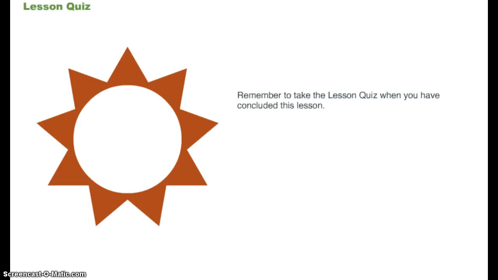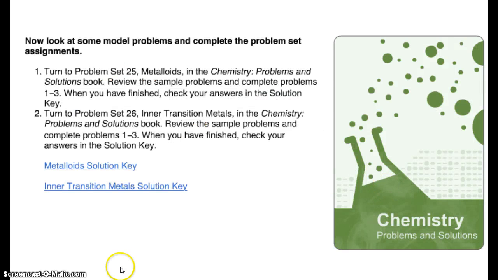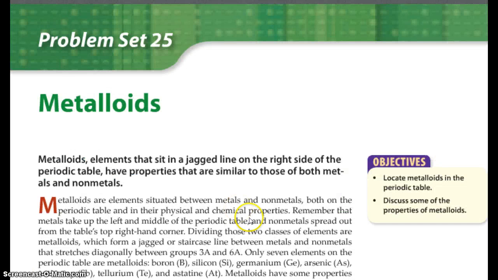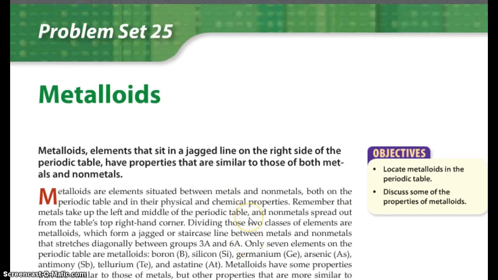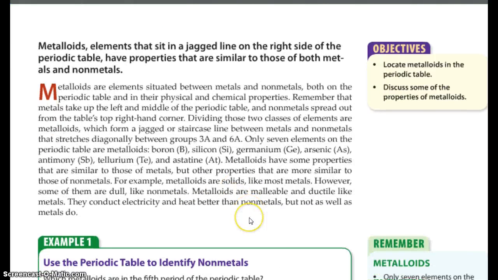All right, and we will go ahead and go to our book. So we're going to start out with problem set 25, metalloids. Metalloids, elements that sit in a jagged line on the right side of the periodic table, or a stair-step line, have properties that are similar to those of both metals and nonmetals. Objective: locate metalloids in the periodic table. Discuss some of the properties of metalloids.